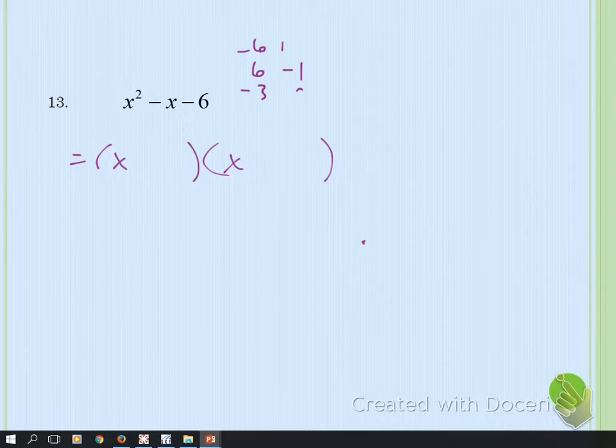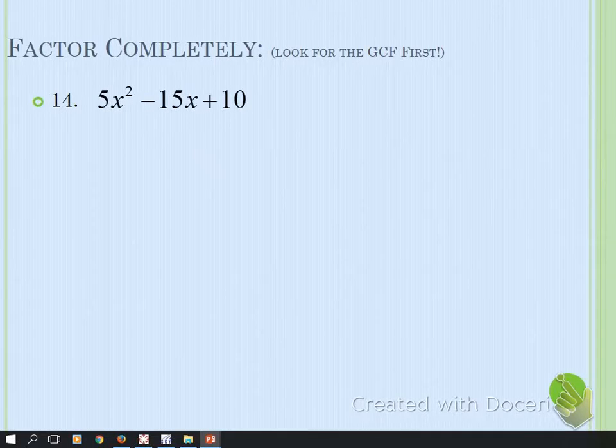Negative 3 and 2. 3 and negative 2. Now, which one adds to negative 1? This one here. So we go minus 3 plus 2. Done. Okay?